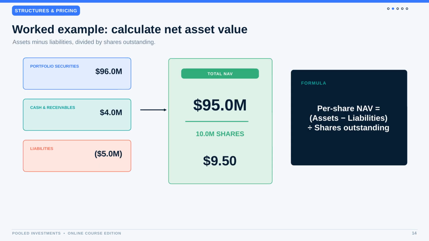Net asset value begins with a balance sheet. Suppose a fund owns securities and cash worth $100 million, owes $5 million in liabilities, and has 10 million shares outstanding. Total NAV is $95 million. Dividing by 10 million shares gives a per share NAV of $9.50. If portfolio values rise by $1 million with no other changes, per share NAV rises by 10 cents. The calculation is simple. The difficult work is valuing the assets accurately, accounting for liabilities, and applying consistent policies when markets are closed or securities are difficult to price.